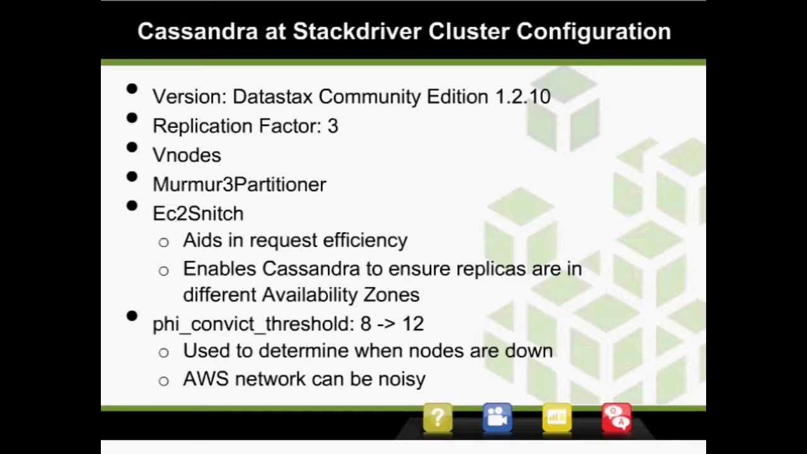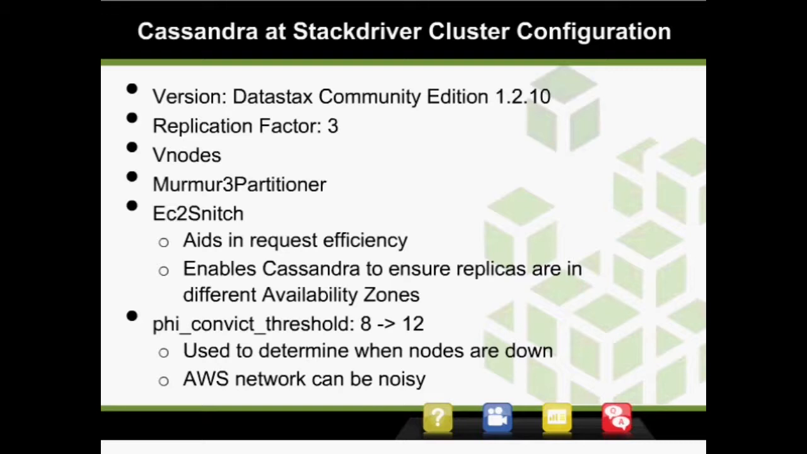So what vnodes do is, when you add and remove servers from your Cassandra ring, it redistributes the data automatically. So it takes care of all of the ring partitioning that you had to do in the past. And what the Murmur 3 partitioner does is it tells the data where to go. It is like a random partitioner that ensures that your data is evenly distributed throughout your ring.